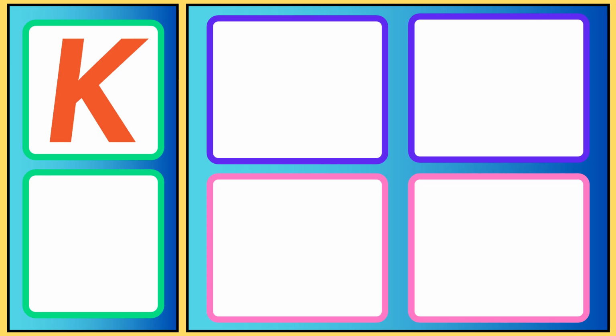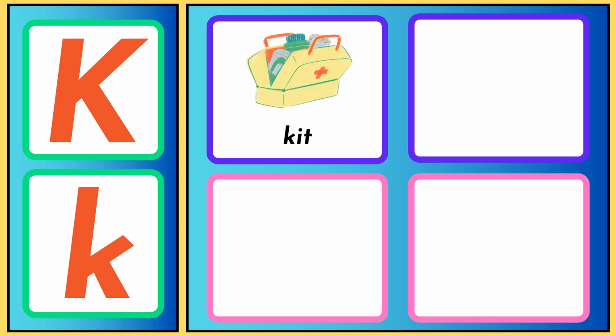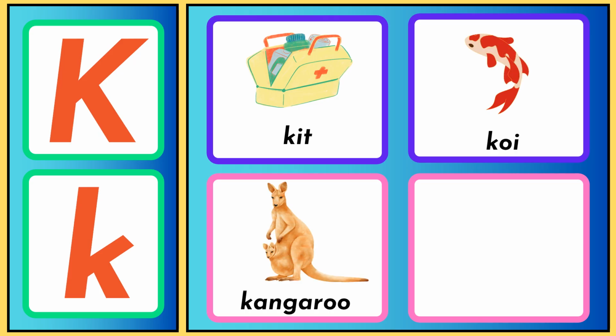Capital letter K, small letter K. K says K. K is for kit. K, koi. K, kangaroo. K, kiss. K.